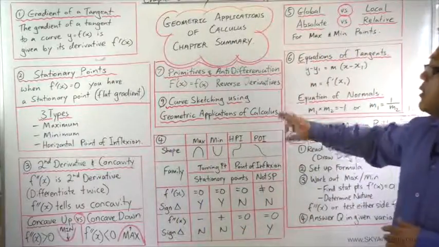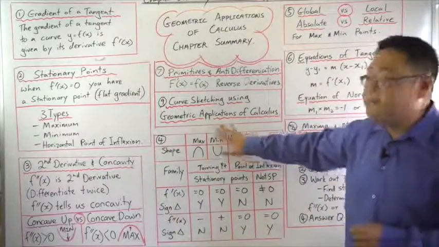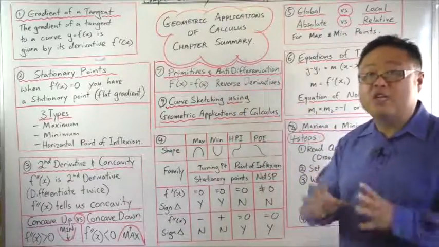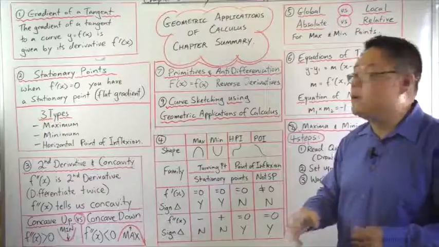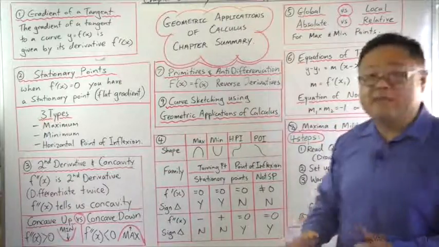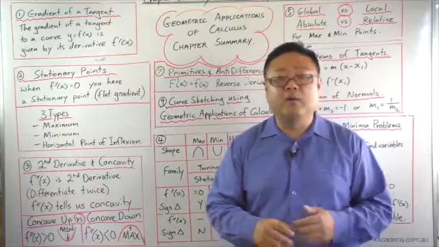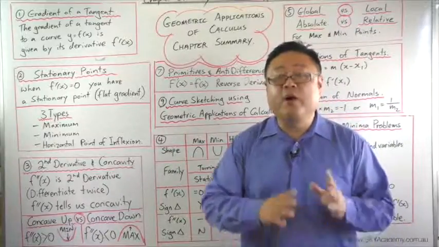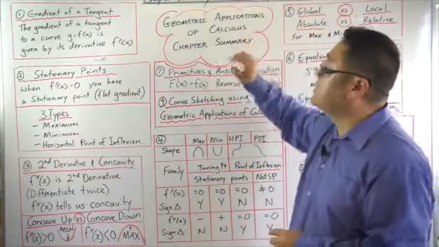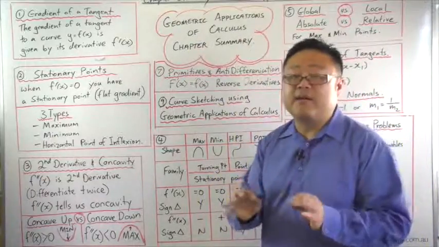And then lastly, what we did was we basically applied maximum, minimum points of inflection to help us with curve sketching different curves, right? Sketching different curves. And that was quite a thorough summary of the unit of work on geometric applications of calculus. So there we have it. That is a summary of that chapter.